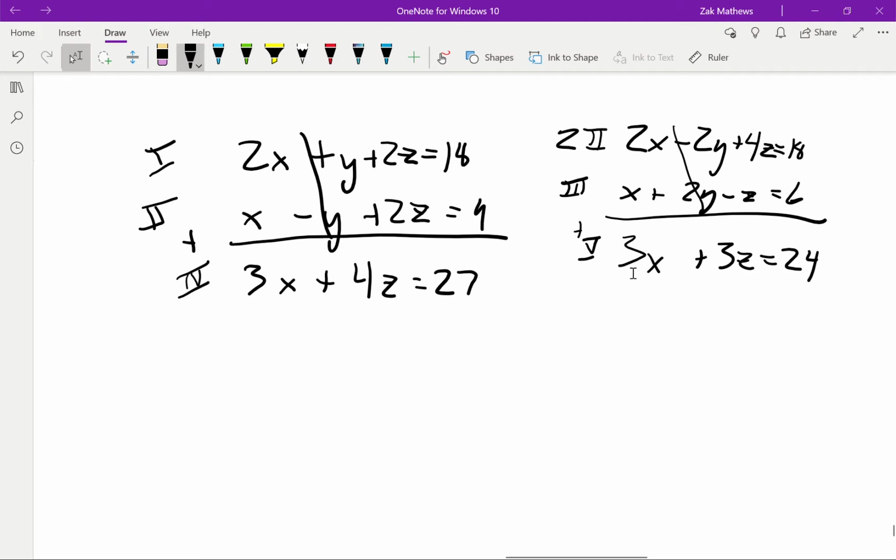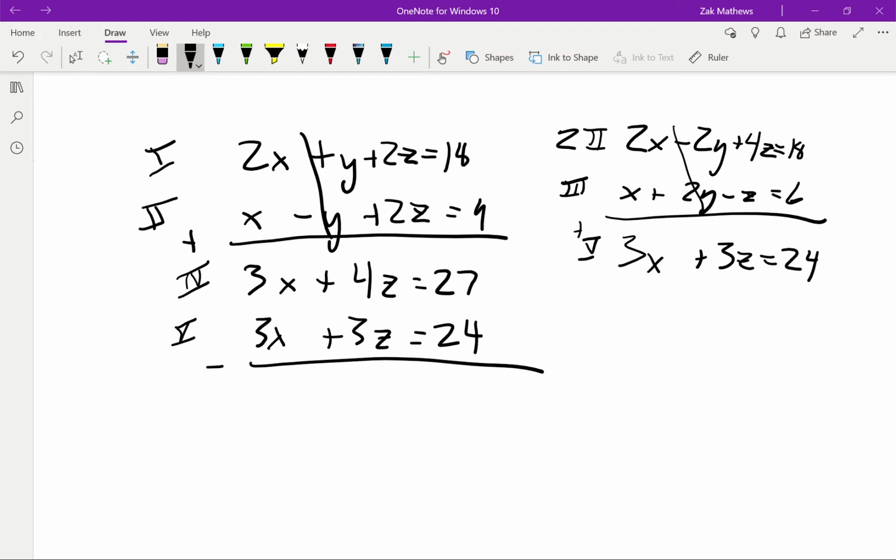So what I'm going to do now is take these two equations and combine them in some way to eliminate another variable. If I look at them right now, I have the 3x and the 3x, they are already the same. So I'm just going to put those equations one on top of the other, and I'm going to subtract, because if I subtract right now, the x's will eliminate. 4z minus 3z is going to be 1z. 27 minus 24 is 3. And so now I know one of my variables. I know that z is equal to 3.